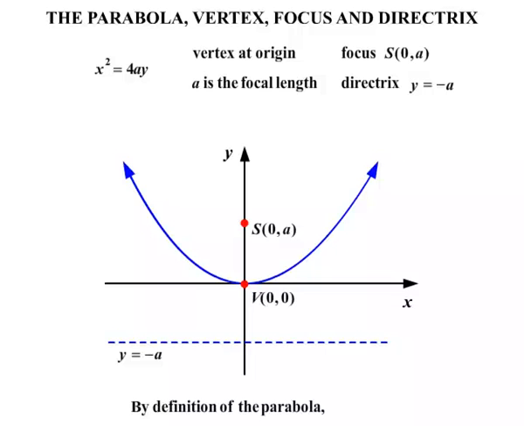Now by definition of the parabola, PS equals PM. Okay, so P is a point on the parabola. The distance from the focus, PS, equals the distance to the directrix. Alright, so that's the definition of a parabola. Those two distances are equal.